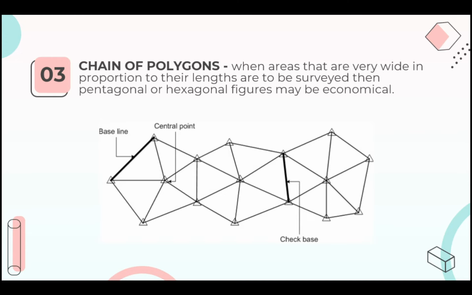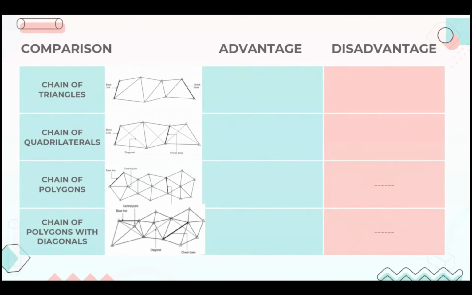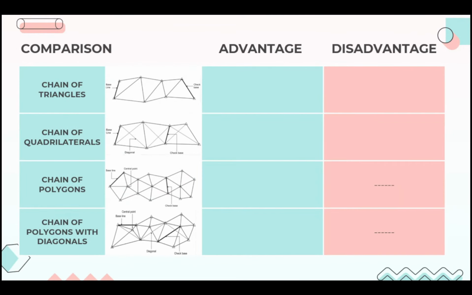And lastly, the chain of polygons with diagonals. It is very essential that only well-shaped figures be used in triangulation systems, since the errors in measurement in lines and angles, no matter how small, will affect the computed values. Now let's take a look at the advantages and disadvantages of the fourth.